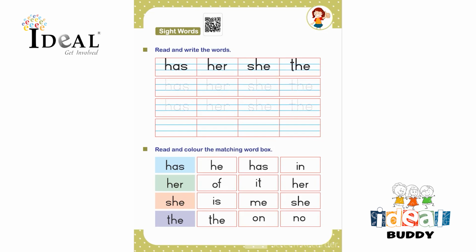Hello everyone. This worksheet is about sight words. So here the child has to read and write the words. So the first word is has, H-A-S. So first the child will be tracing the word has over here. And then they have to trace it again over here. And then they will be writing it out over here.